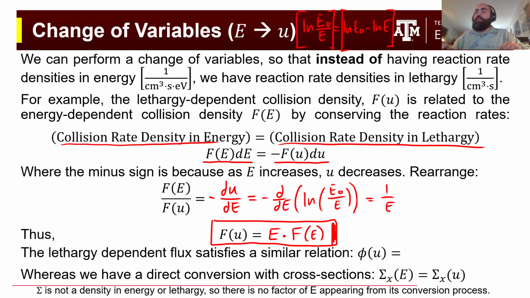All we're doing is taking this expression and multiplying both sides by f of u and multiplying both sides by E. So that's how we can write the collision rate density in lethargy in terms of the collision rate density in energy. And the scalar flux as a function of lethargy also is going to have a very similar definition.